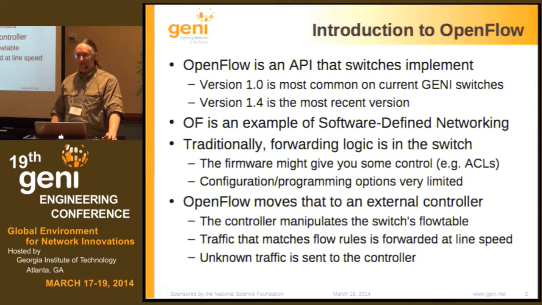Traffic that matches an existing flow rule in the switch gets sent along to its destination at line speed, so this doesn't introduce a performance hit, and you can still get the full throughput out of your switch's nominal bandwidth. And traffic that comes in that the switch doesn't have a flow rule for already, it sends off to the controller to ask what to do with. And this introduces some delays, so you ideally want to minimize this when you're doing your experiments, but it's a thing you can do.